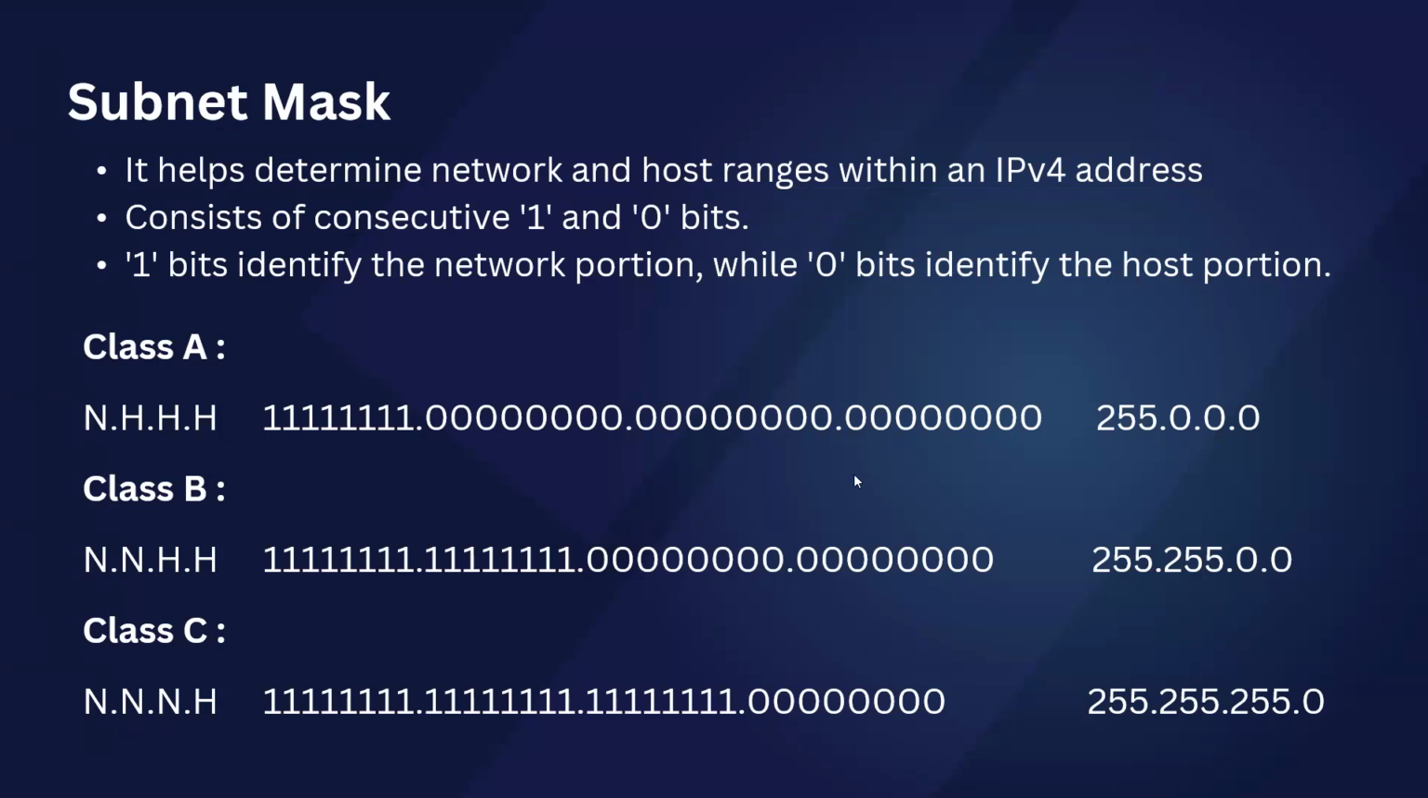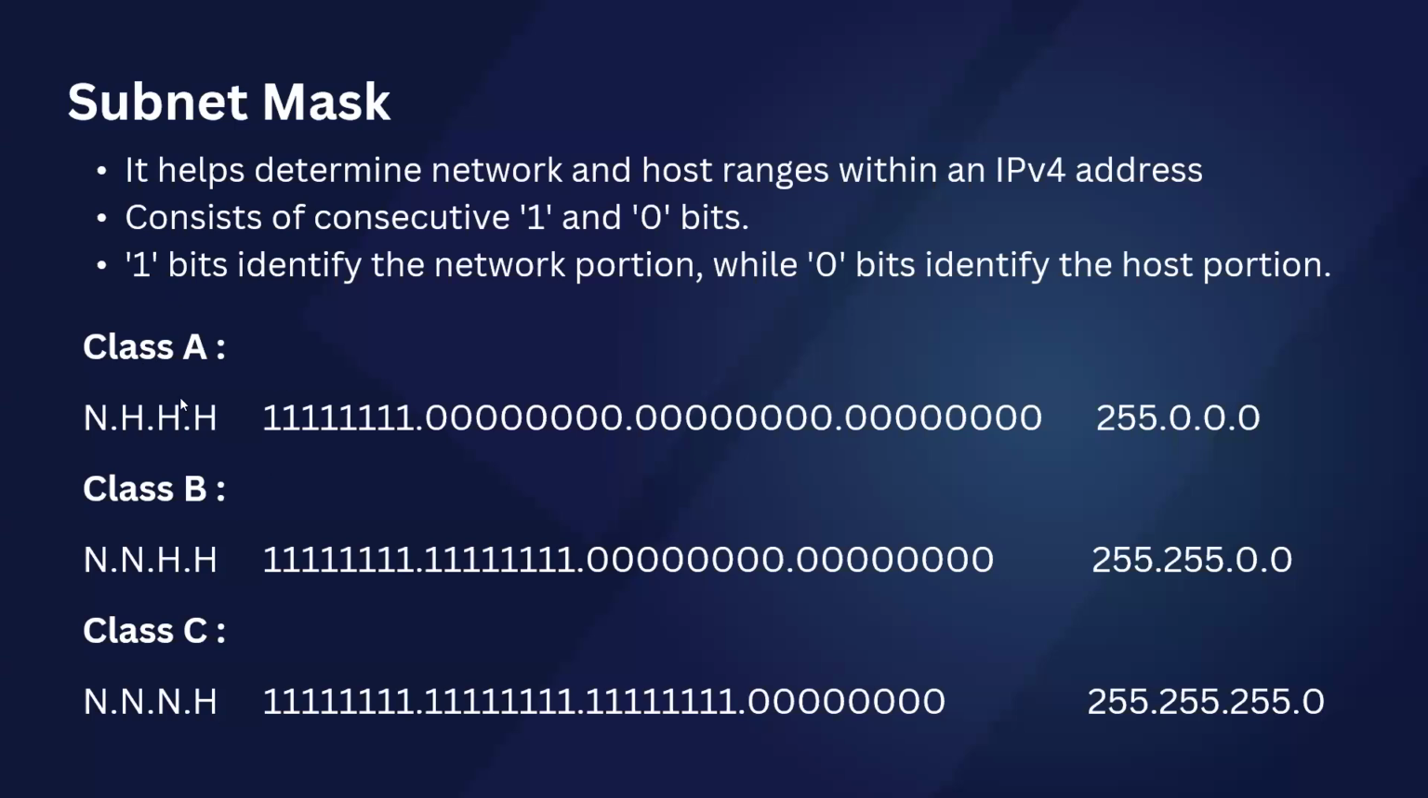But how does an information system or how does a computer get to know which IP belongs to which class and how many network or host portions it has? For that, the computer makes that identification by assigning the network portion bits with the value of 1 and the host portion bits with the value of 0. So subnet mask is used to determine network and host ranges within an IP address, and it consists of consecutive 1 and 0 bits. All the network portions are identified with 1 bits and the host portions with the 0 bits.